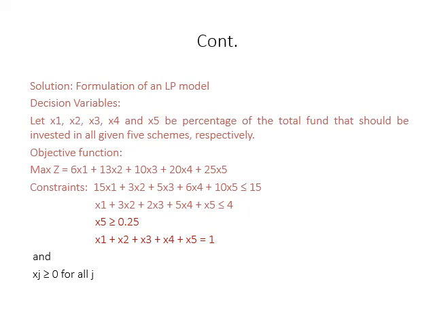This is the linear programming problem or linear programming model of how the man should invest his money. And xj, this is the non-negativity condition. Xj should be more than or equal to 0 for all j.